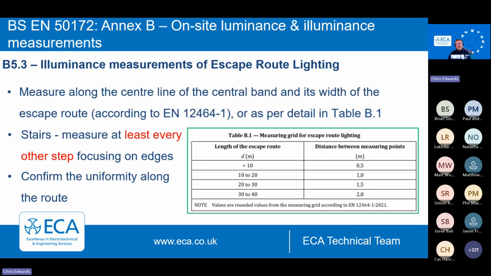Thankfully, the actual defined escape route is a little bit easier. You do have the option to do it as per the grids, or why would you? We've got table B1, which is an awful lot easier, and it gives you the options. How long is our escape route? And a recommendation of how often we should measure. We should measure at least every other step. We need to confirm uniformity.